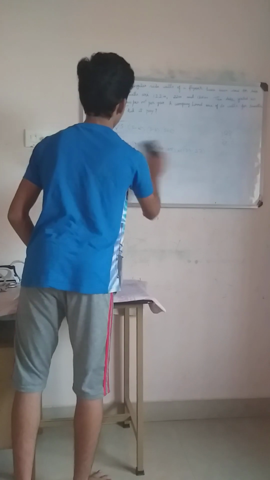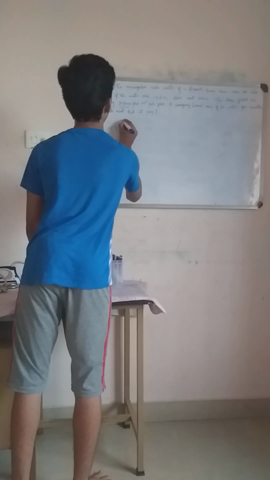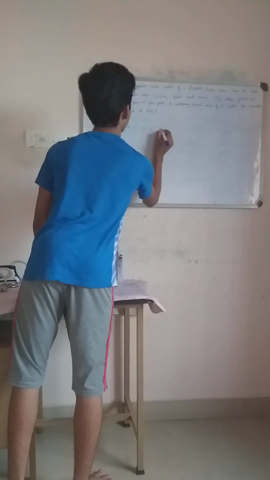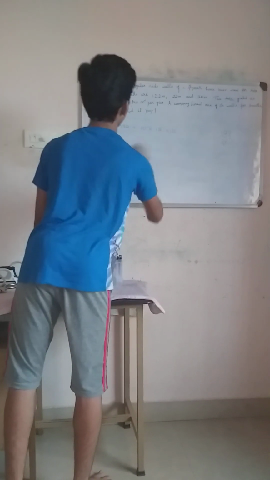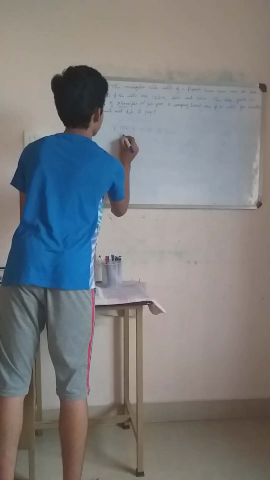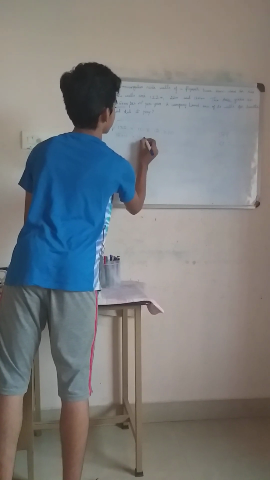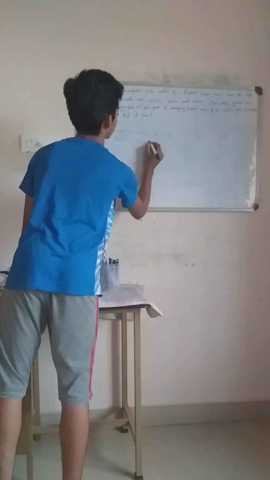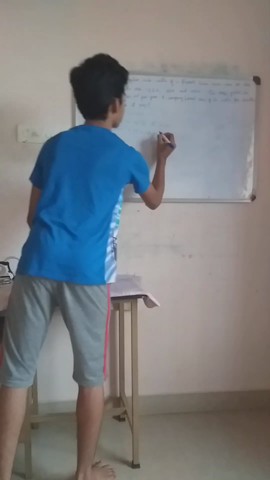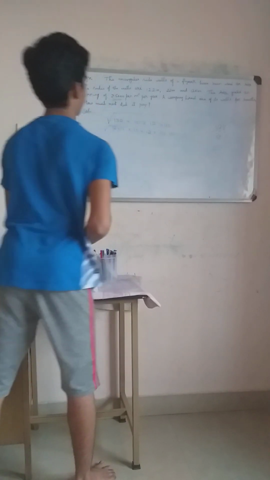I'll just write it neatly. So it was root 132 into 10 into 12 into 110. Now we are going to pair it. So 132 is equal to 12 into 11, 10 into 100, here is another 12, and 100 can be equal to 11 into 10. And at last I am going to add a root.